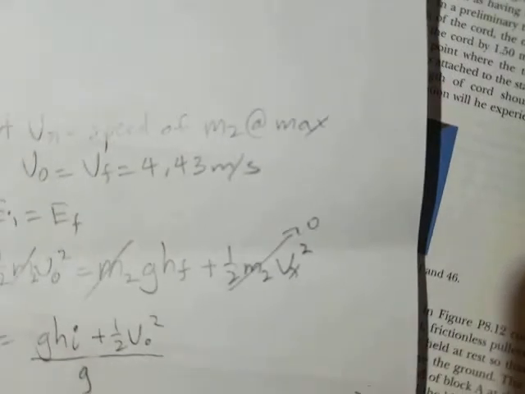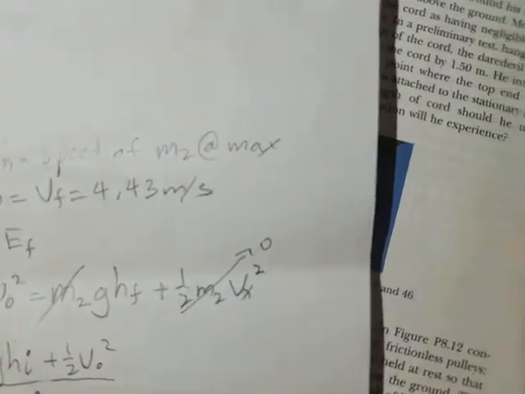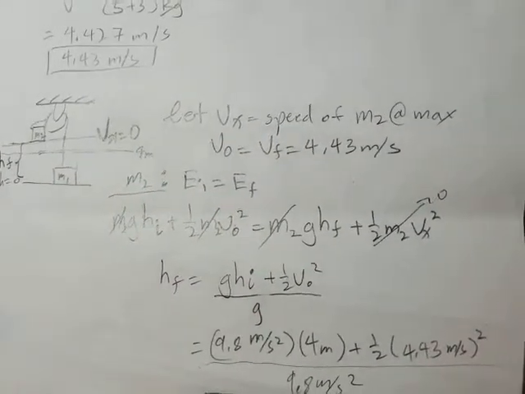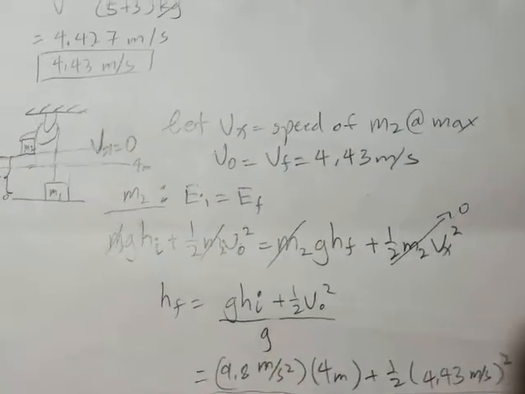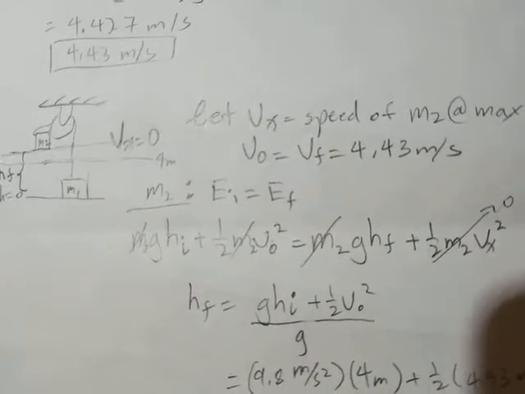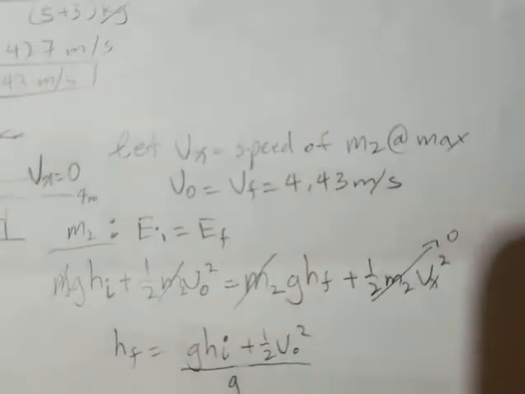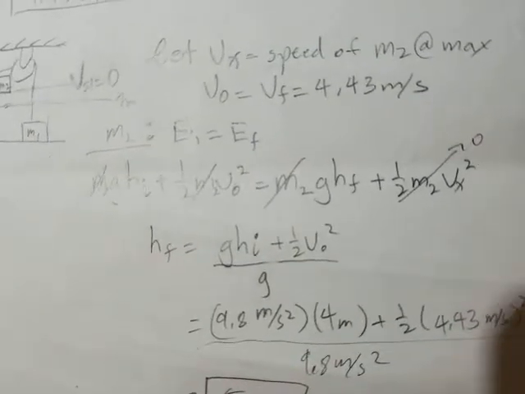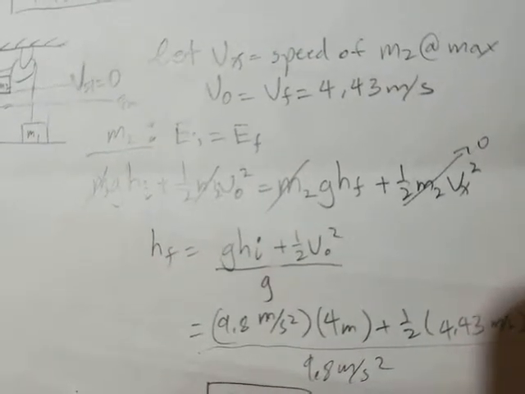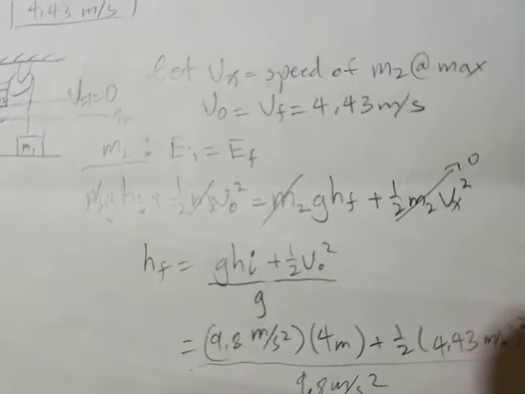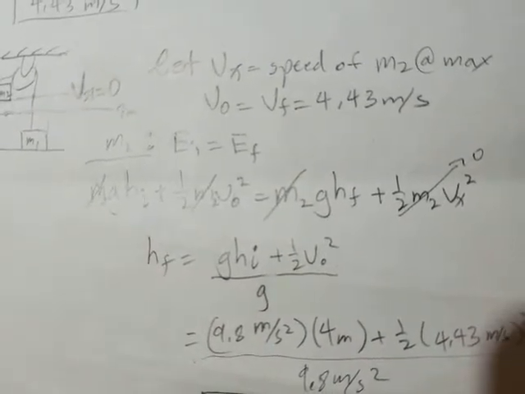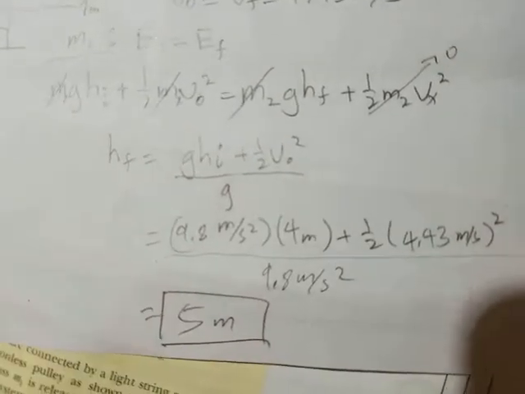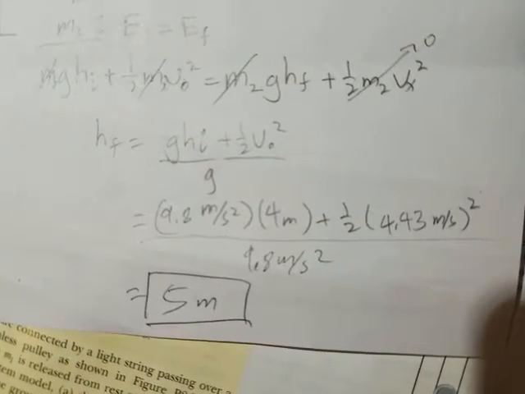Let me wait for the camera to focus. So the term right here approaches 0. And after that, the masses can cancel out. You isolate height, and you get this value, g times initial height plus half v0 squared, all over g. And when you plug in the values, you should get 5 meters.